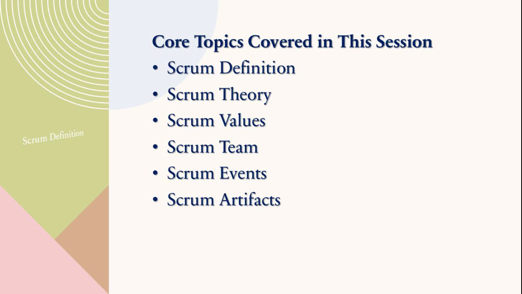Over our time together, we'll demystify Scrum by covering 6 core topics. We'll start with its fundamental definition, explore the underlying theory that makes it tick, understand the vital values that guide us, meet the unique Scrum team roles, unpack the various events that structure our work, and finally, clarify the essential artifacts we use to bring everything to life. Get ready to connect the dots.